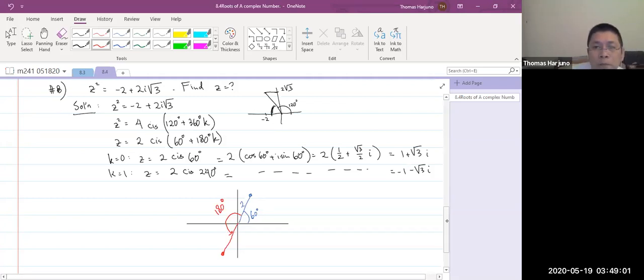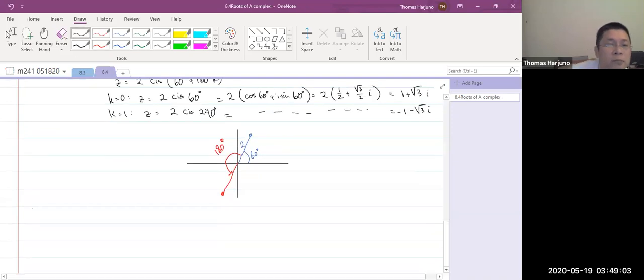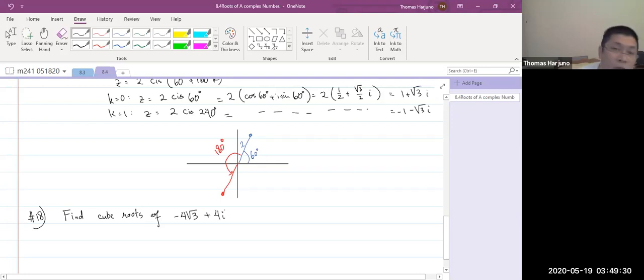Your turn. Number 16. You see number 16 is good. Yeah, now number 18 is better. Find cube roots of negative 4 square root of 3 plus 4i. Okay, 1, 2, 3, 4, 5, 6, 6 minutes from now.